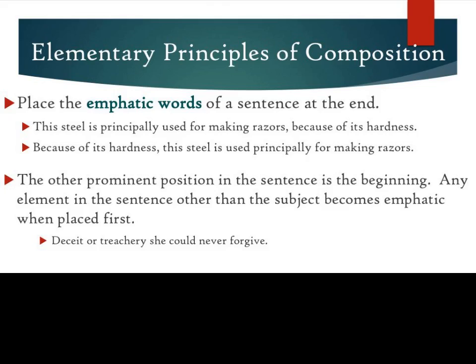Deceit or treachery she could never forgive. Well, obviously, deceit and treachery are the two things that she could not forgive. And it's, like I said, a stronger and better style to place the words in this manner as opposed to she could never forgive deceit or treachery. Well, when it's said that way, it almost sounds like deceit or treachery are people. Okay, so deceit or treachery, which we know are not people, she could never forgive. That is better style. Okay, otherwise it doesn't sound right. So it is possible for emphatic words to be at the beginning or at the end. Obviously, it depends on the syntax or the sentence structure that you've chosen in some cases, as well as the diction. So keep that in mind.